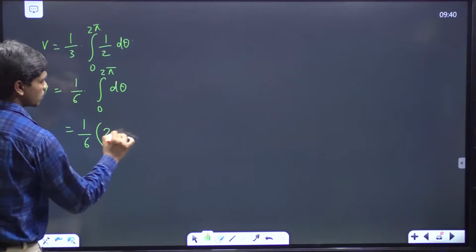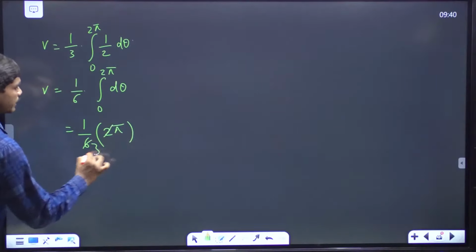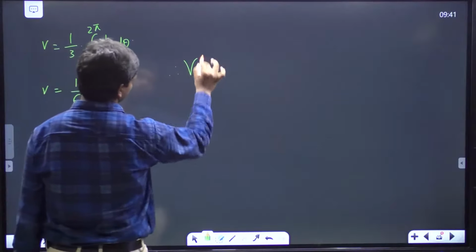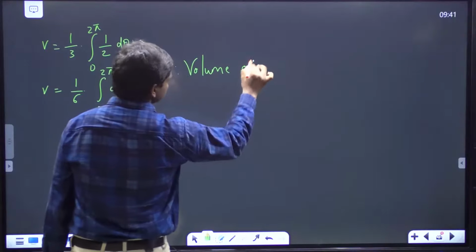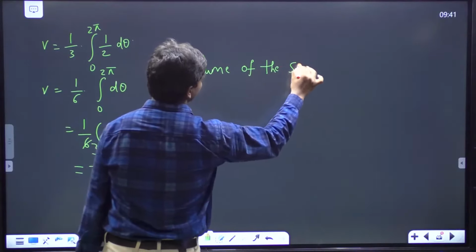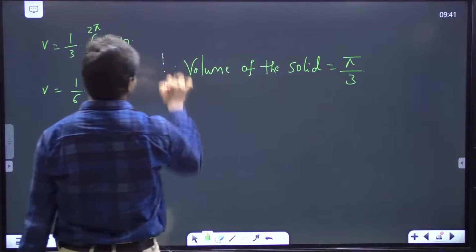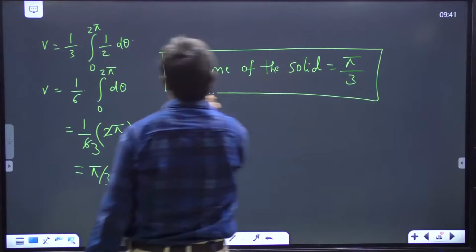So theta, we are getting the answer straight away as pi by 3. So the volume of this solid is equal to pi by 3. That's what we can conclude from here.